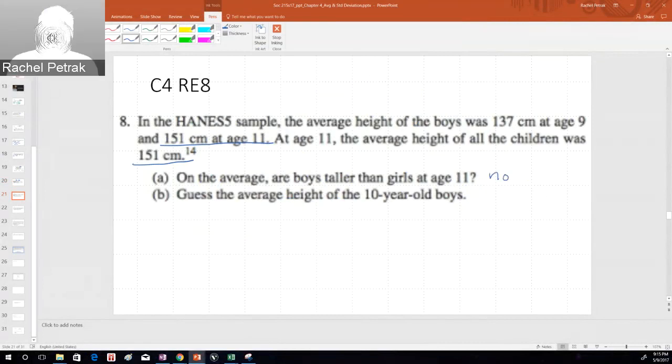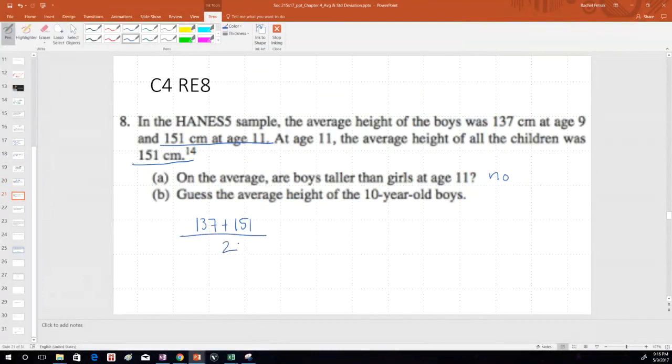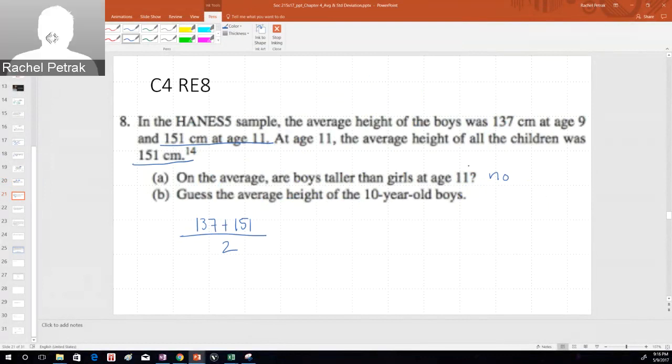Guess the average height of the 10-year-old boys. We can do this by finding the difference between the age 9 height and the age 11 height and dividing that in half. Another way to do that would be to just get the average of these two heights, because 10 is the average of 9 and 11. Our average height at 10 years old is going to be 137 plus 151 divided by 2, for an average height of 144 centimeters.